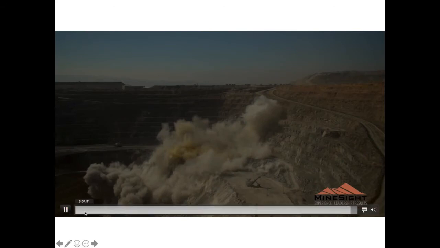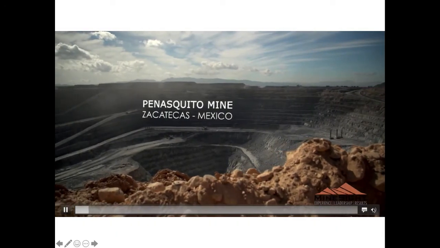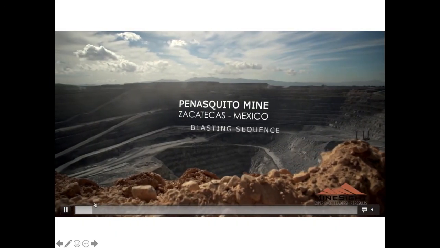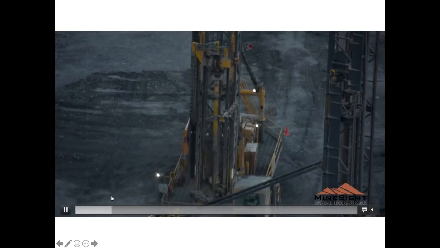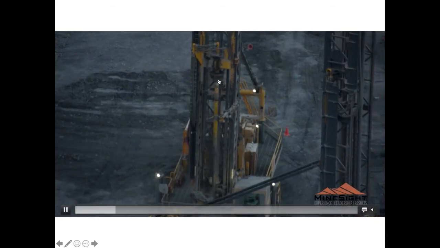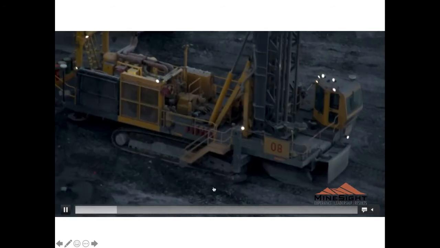All right, so this is a mine in Mexico, Zacatecas, and I'm going to turn the sound off here so I can just walk you through it. But what you're looking at here is these are the drill rigs, and if you look carefully here in the center, you can see the drill rig is spinning, right? So it's spinning and it's drilling out these holes.